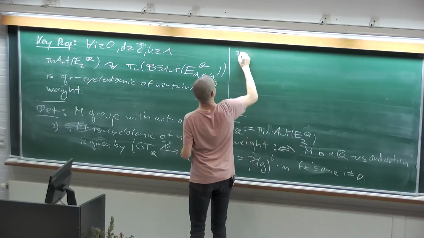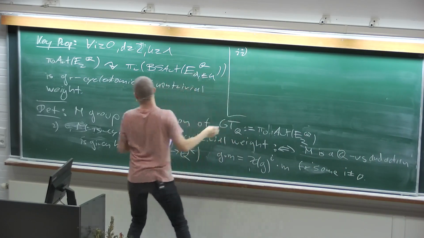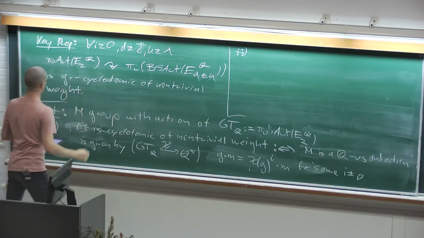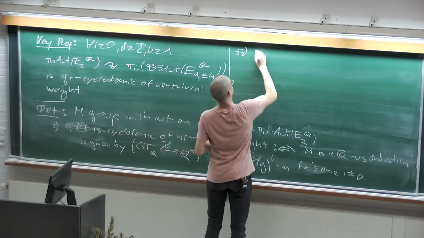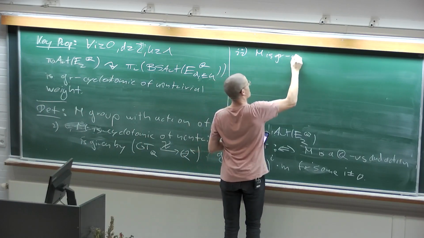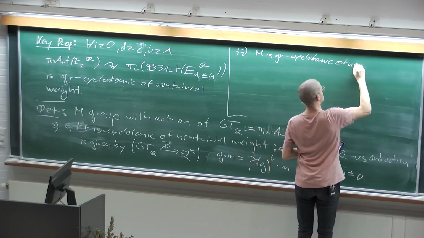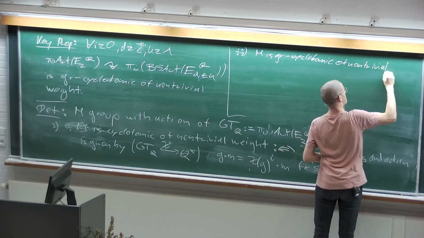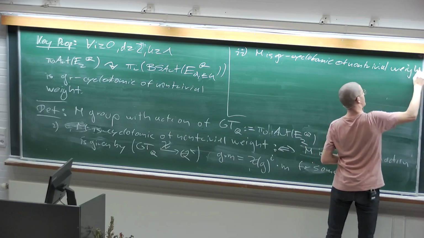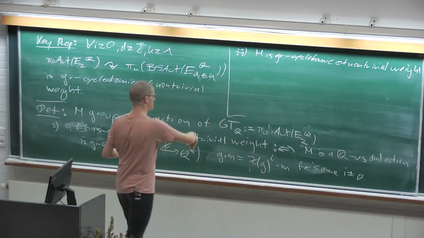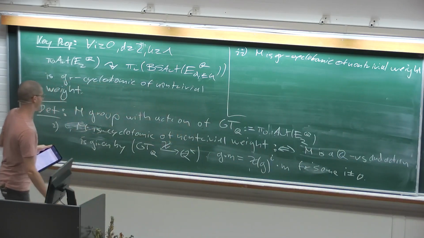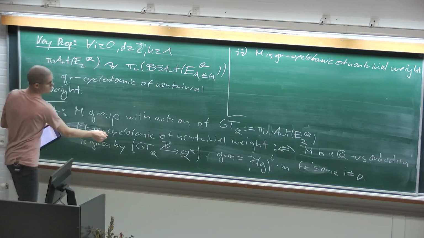Okay, then what does it mean to be graded cyclotomic of non-trivial weight? It means that there is a subnormal series, which is GTQ invariant, such that the associated graded is cyclotomic of non-trivial weight.